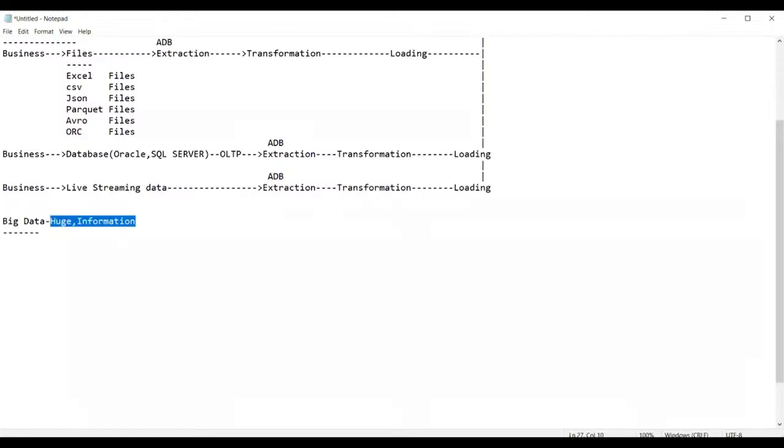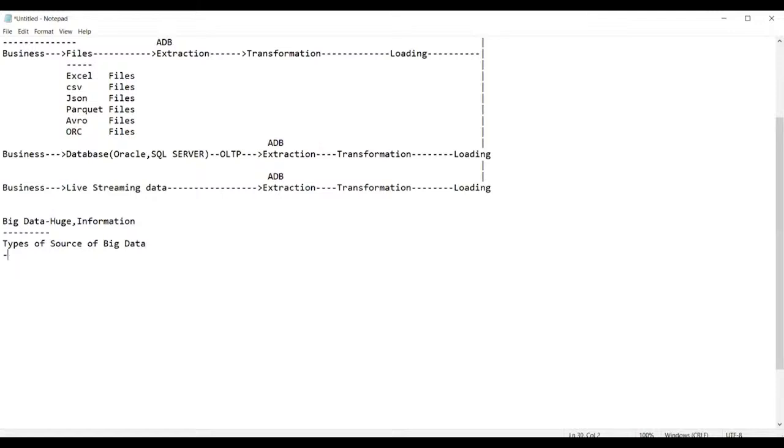So we can say huge information or massive information is called big data. Where you have a massive amount of information is called big data. Ultimately, we get the big data from all these businesses only. But what are the sources? Let us see for that. Actually, types of sources of big data.